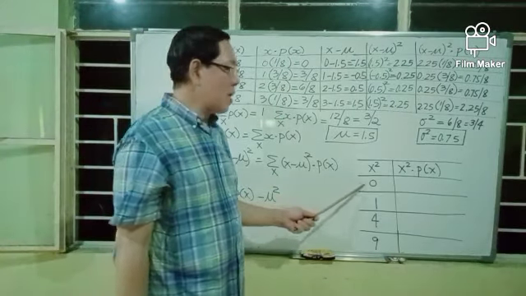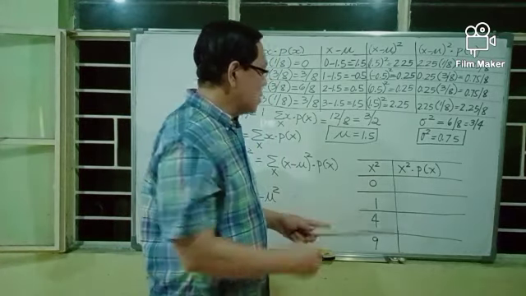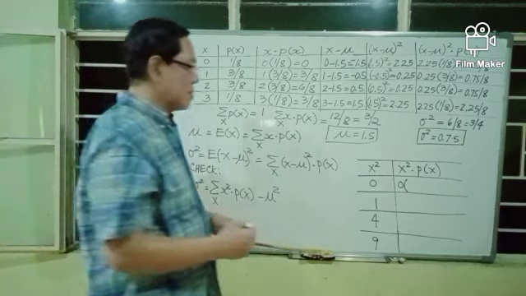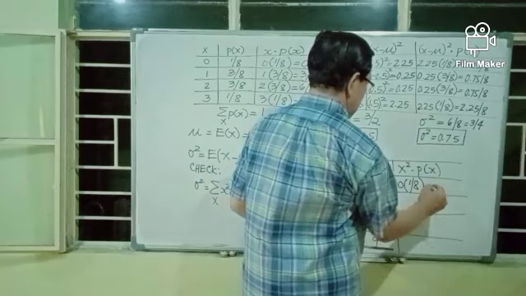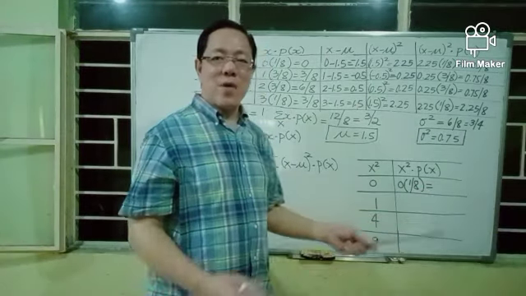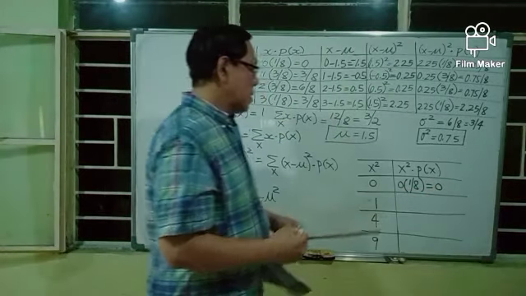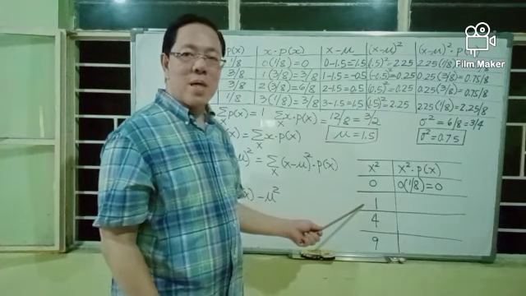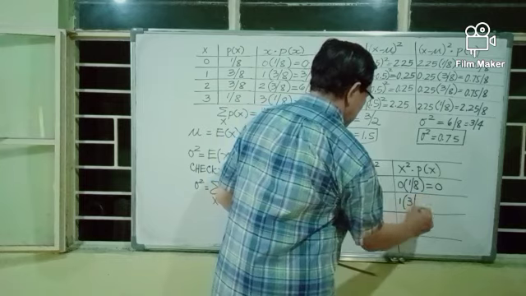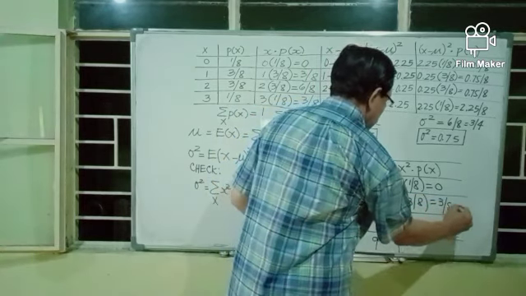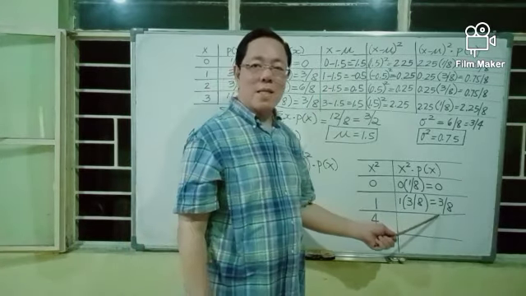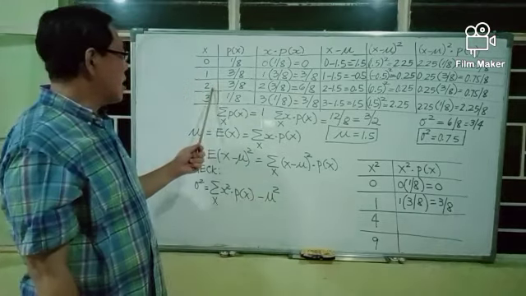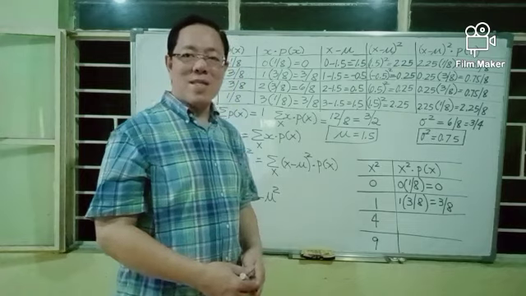Now we multiply the square of x by the corresponding probability of x. We have 0 multiplied by the probability x is 0, which is 1 over 8. And 0 multiplied by 1 over 8 is 0. Next, we have 1 multiplied by the probability x is 1, 3 over 8. And 1 multiplied by 3 over 8 is 3 over 8. Next, the square of 2 is 4, multiplied by the probability x is 2, 3 over 8. We have 4 multiplied by 3 over 8.